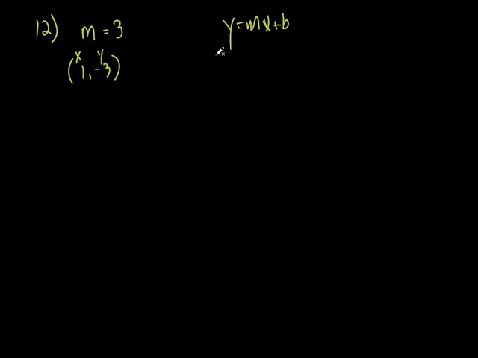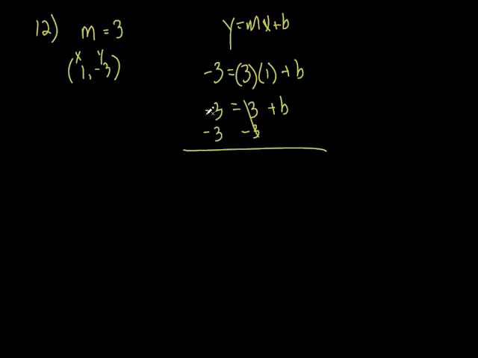All right, so let's plug the stuff in, see what we get. Y is negative 3 equals m, which is positive 3, being multiplied by x, which is positive 1, plus b. So it's negative 3 equals 3 plus b. Subtract 3 from both sides, because I'm trying to get b by itself. That cancels out. Negative 3 minus 3. Can you do that in your head or not? It's negative 6. You should be able to. So it's b equals negative 6.